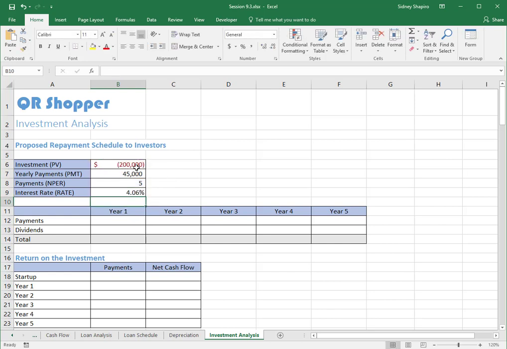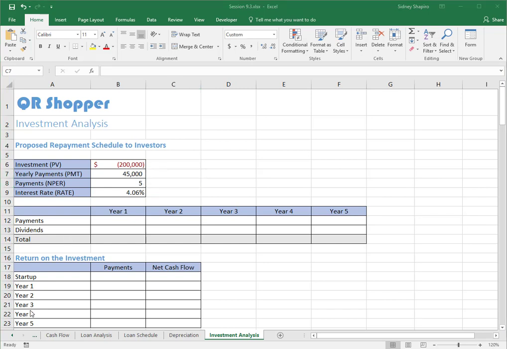So basically, if we borrow 200,000 from investors, we're paying them back 45,000 a year for 5 years. The rate that we're paying them back is 4.06%. Okay, so based on the calculations, the annual interest rate to the investors for this payment is 4.06%. In other words, what this means is if we take this payment that we're making times 5, we would be paying back 225,000, and we're borrowing 200,000, or they're investing into the company.